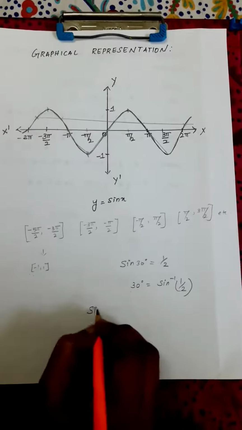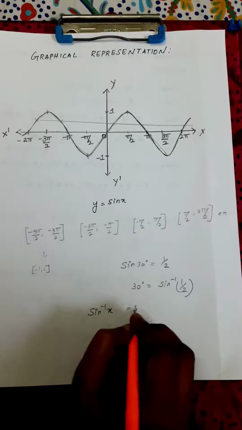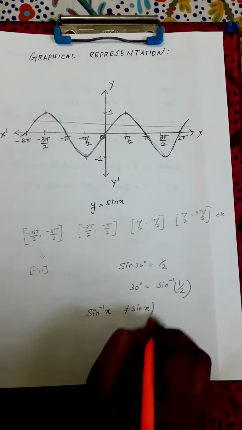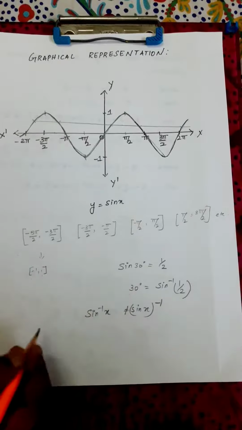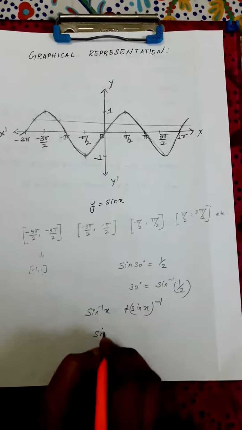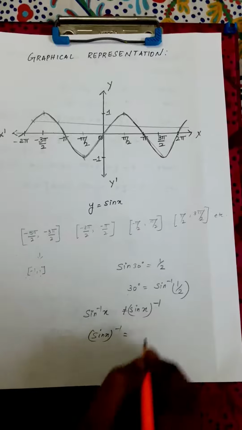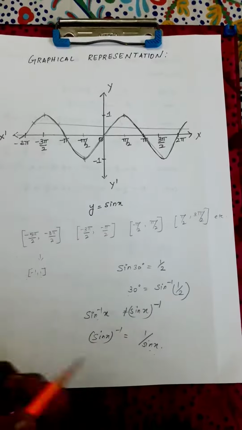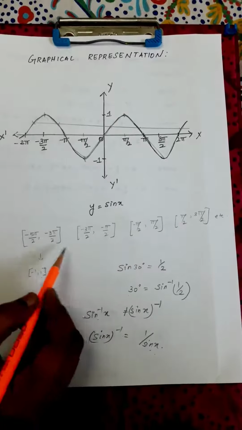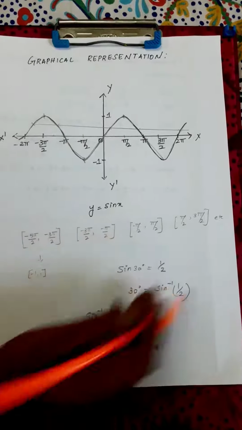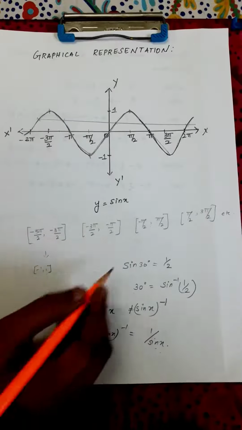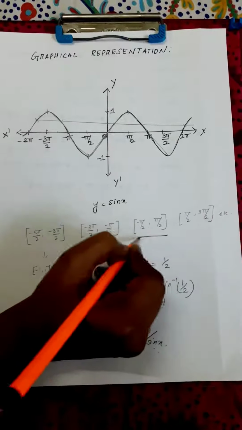So sine inverse x is different from sine whole inverse. Sine whole inverse function is 1 by sine x. These two are different. So now come to the point. In these intervals, the sine function is 1 to 1 and onto with the range minus 1 to 1. So we will restrict the domain to minus pi by 2 to pi by 2.